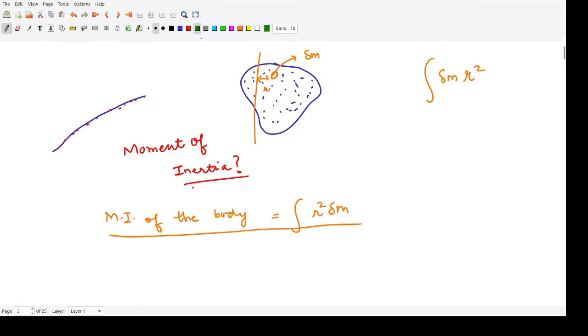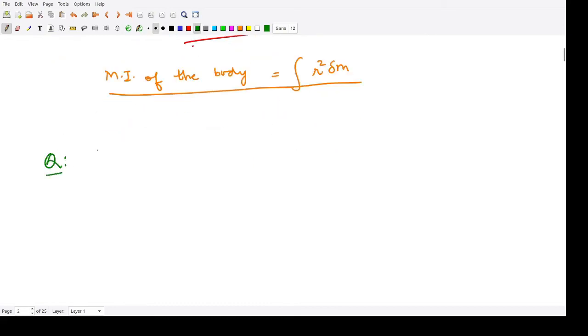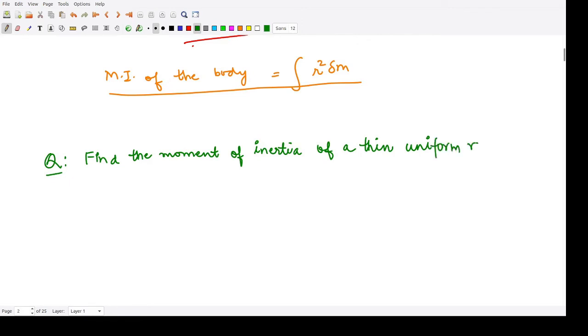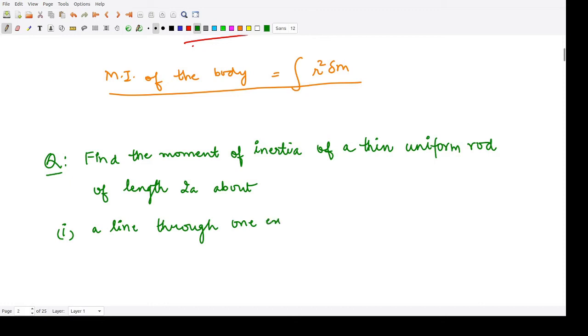So let us see an example or question regarding this concept. The question is: find the moment of inertia of a thin uniform rod of length 2a about a line through one extremity, which is perpendicular to the rod.